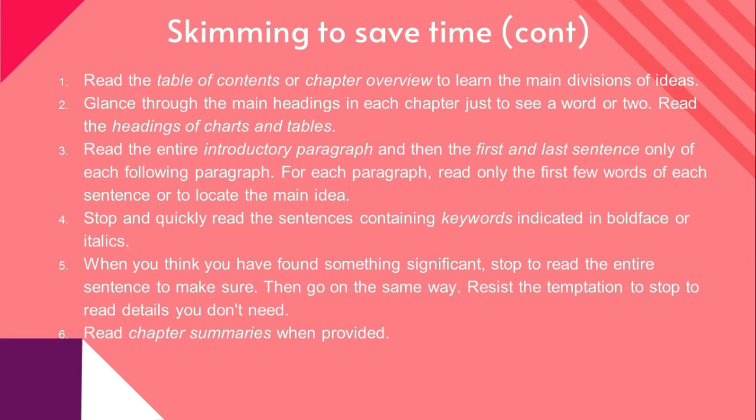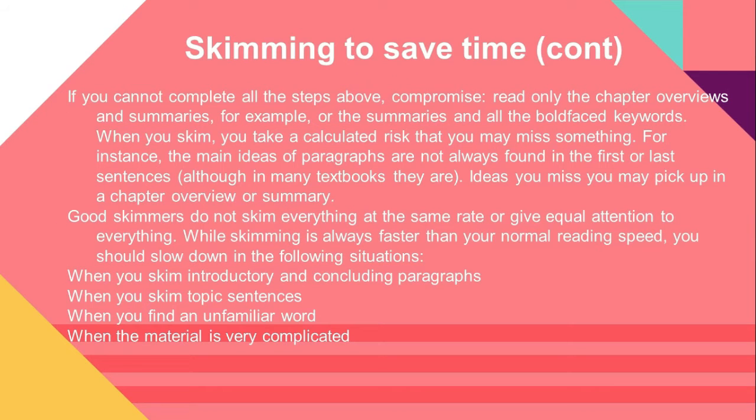Fourth, stop and quickly read the sentences containing keywords indicated in boldface or italics. Fifth, when you think you have found something significant, stop to read the entire sentence to make sure, then go on the same way. Resist the temptation to stop to read details you don't need. Sixth, read chapter summaries when provided. If you cannot complete all the steps above, compromise. Read only the chapter overviews and summaries, for example, or the summaries and all the boldfaced keywords.